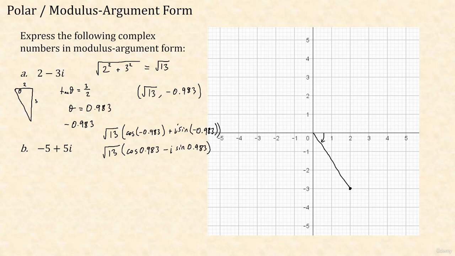Okay, let's look at minus 5 plus 5i. So minus 5 plus 5i, that's all the way up here. So the modulus of this, we're just going to do Pythagoras on 5 and 5. And so when we do that, the square root of 5 squared plus 5 squared is the square root of 50, or 5 root 2.